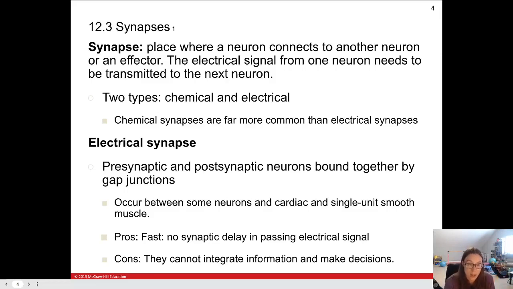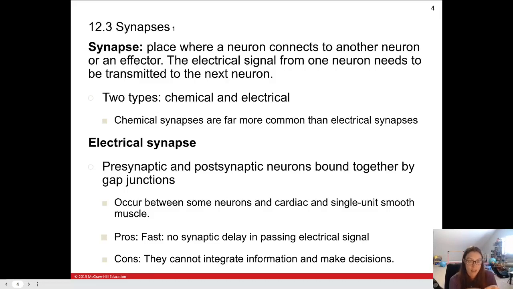And so there are two types of synapses. The first one is a chemical, and chemical synapses are by far more common than electrical synapses. And we have already learned about chemical synapses, even if you didn't realize it, because the neuromuscular junction is a great example of a chemical synapse. And then the other type is an electrical synapse. The electrical synapse, we're not going to spend as much time on because it's really a lot less common.